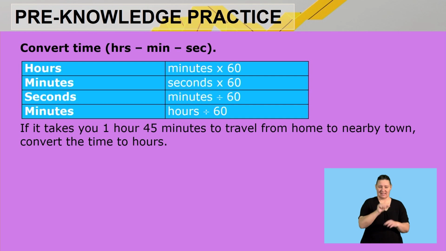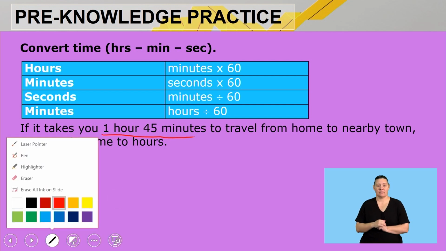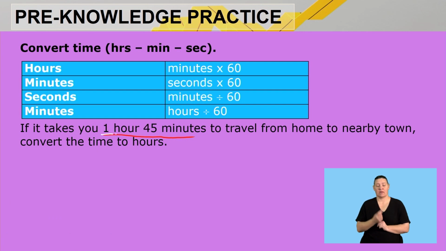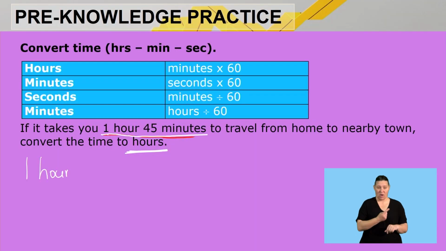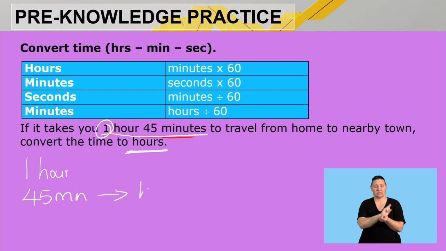Now let us look at the given example here. It says if it takes you 1 hour 45 minutes, let me just change the color of a pen. So 1 hour 45 minutes to travel from home to a nearby town, convert the time to hours. So now you are given hours and minutes. So they want the whole time to be in hours. So we are going to take your first hour, which is 1 hour. This one, it's already in hours. So you write it down and you have 45 minutes that you need to convert to hours.